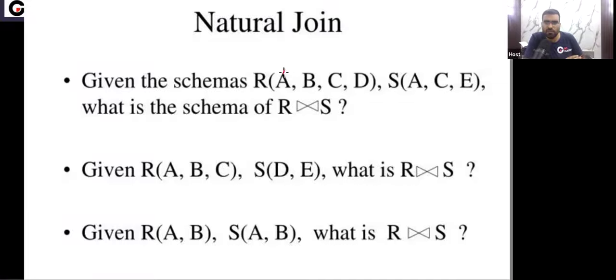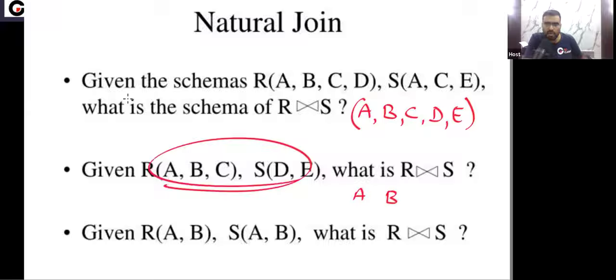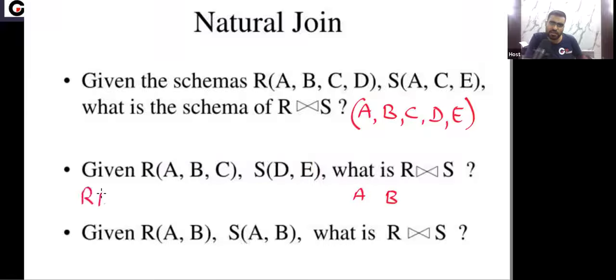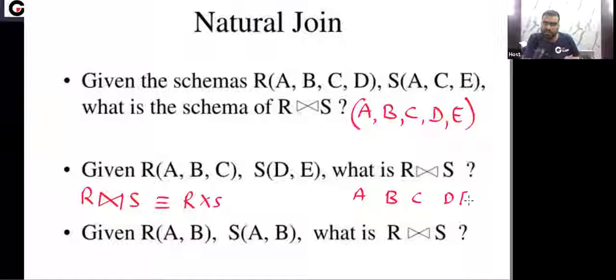Very simple. We will check equality of common attributes, but we only write one copy of the common attributes. Yes or no? So the answer will be A, B, C, D, E. In the second question, what will be the answer? A, B, C, D, because there is no common attribute. So here natural join becomes the same as cross product, and you will get A, B, C, D, E.